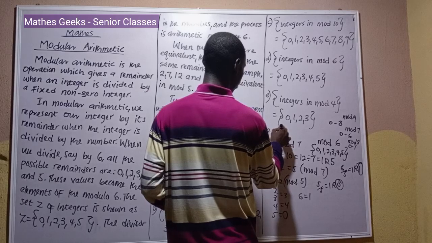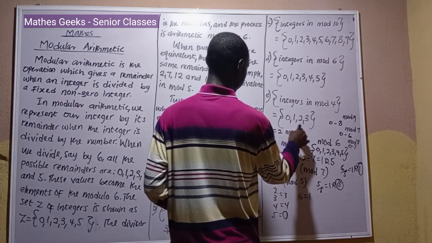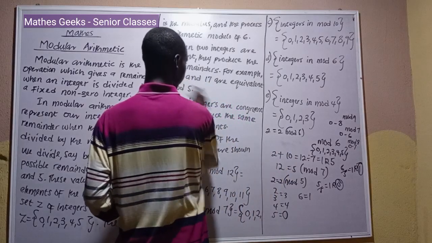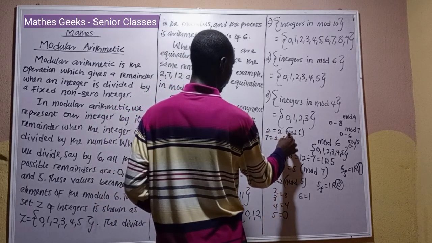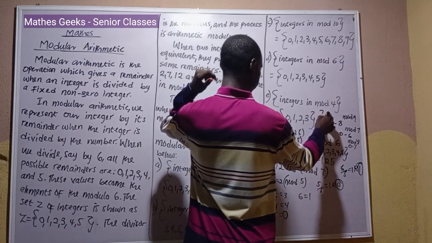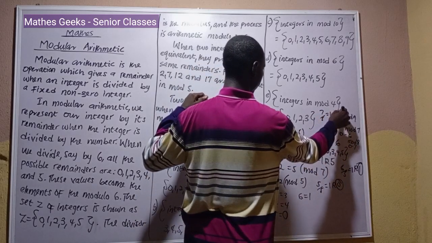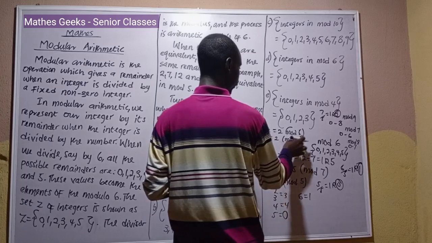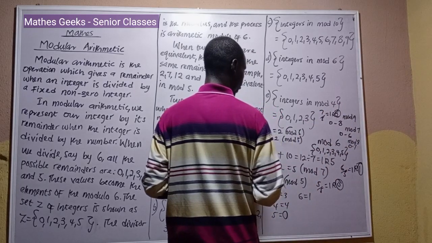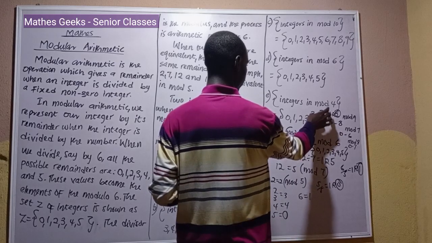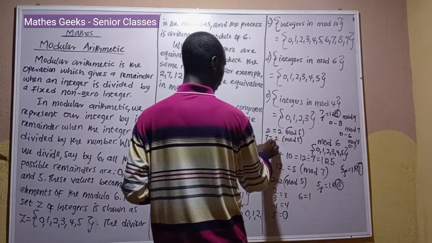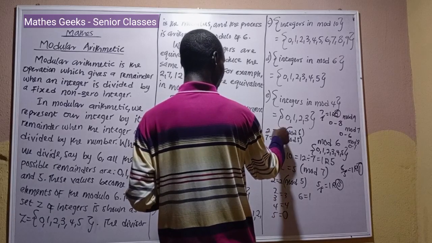2 is equal to 2 in mod 5. In the same way, 7 is also equal to 2 in mod 5. How? 7 divided by 5 is equal to 1 remainder 2. Modular arithmetic means you only take the remainder. So 7 in mod 5 is when you divide 7 by 5, you have 1 remainder 2. That remainder is what you have here, so it's equivalent to 2 in mod 5.